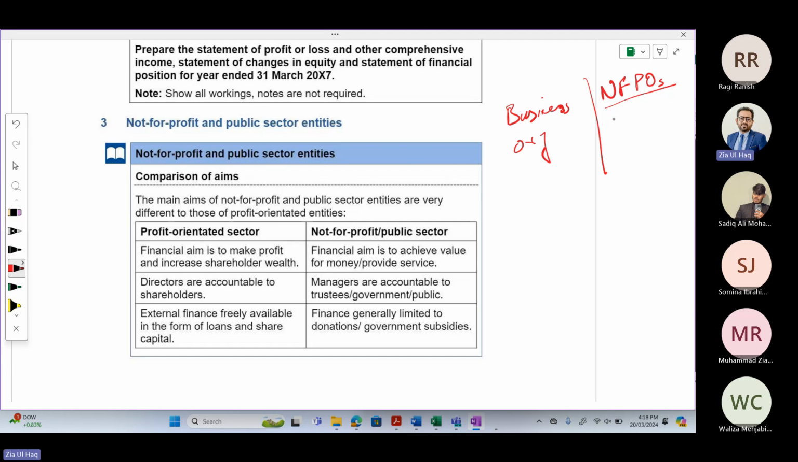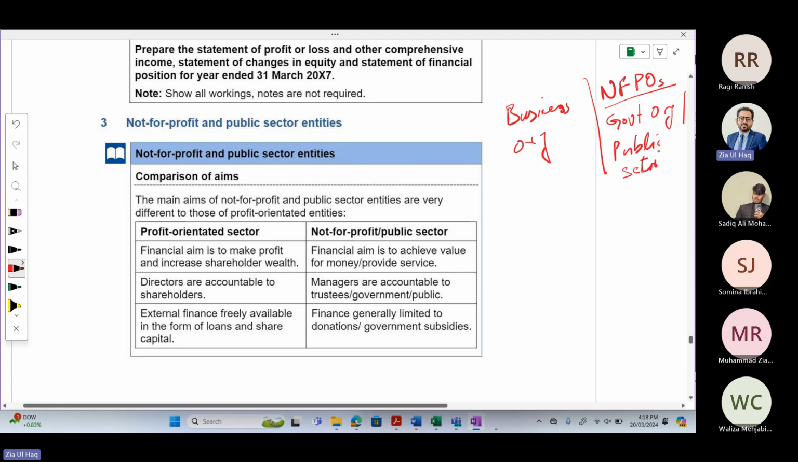And government organizations, also called public sector organizations, are normally not-for-profit organizations. So profit oriented means business organization, whose financial aim is to make profit, while for not-for-profit or government, meaning public sector, the financial aim is to achieve value for money. Whatever money they are spending, they need to provide a benefit against that money, meaning providing services to the community, not making profit.